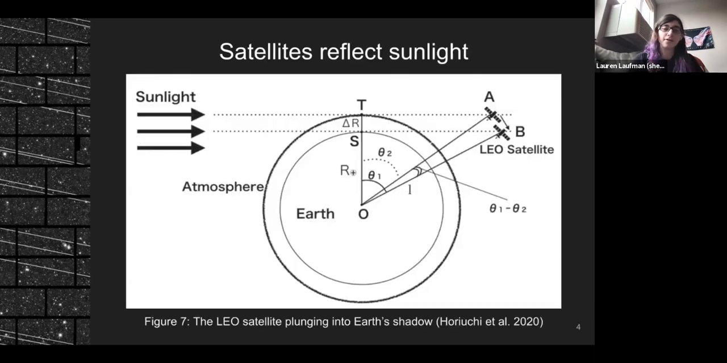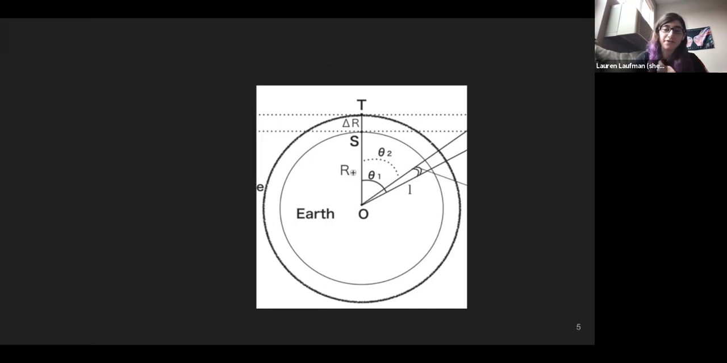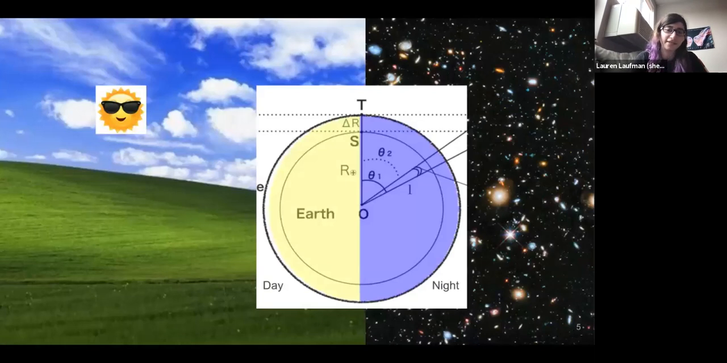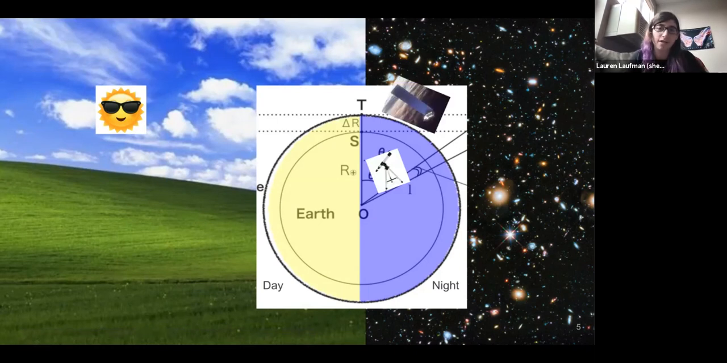So here we have a diagram showing how the sunlight comes in and bounces off the satellites, but I'm going to break it down for you just a bit more to make it more intuitive. So you've got Earth, you've got some atmosphere, and the sun over here is shining on the day side of Earth, and then you've got night side on the right. Now you stick your telescope down and you're trying to look at the sky, you're trying to see some cool galaxies and stuff, but there's a Starlink satellite. So the sunlight will come in and it bounces right off of the Starlink satellite and down into your telescope.